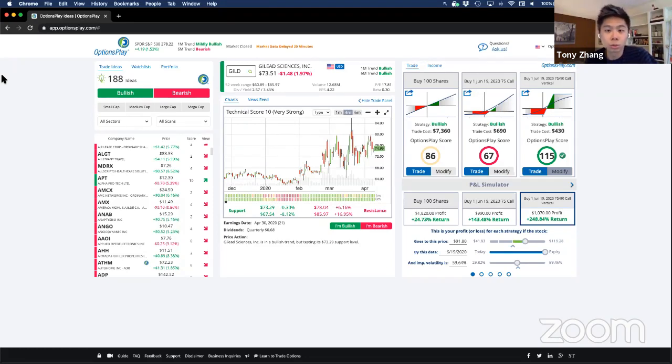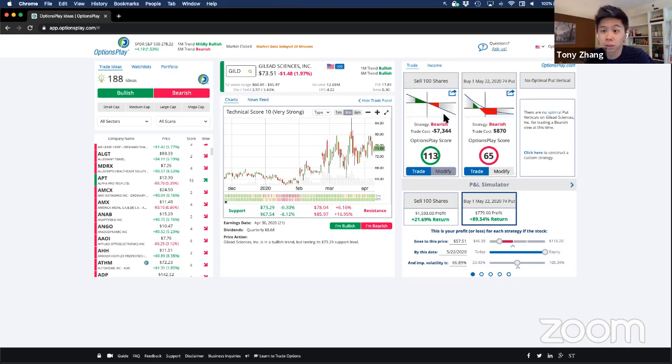In the Options Play tool, is there a way to play both bearish or bullish? I don't know what you mean by play both bullish or bearish, because you can select I'm bullish and see bullish strategies, and you can select I'm bearish and see bearish strategies. I'm not exactly sure what you mean by or.